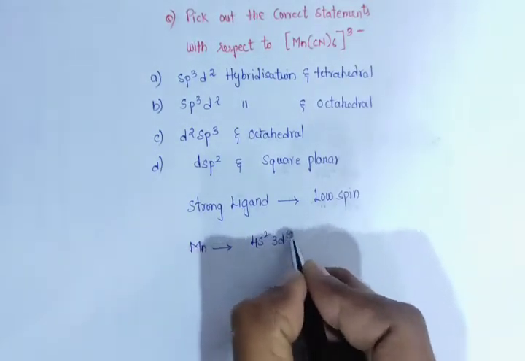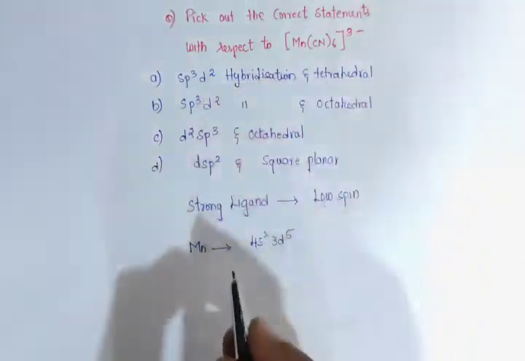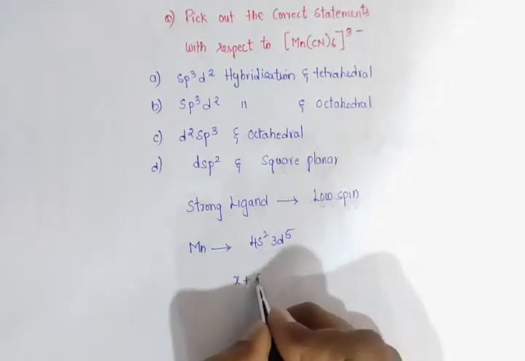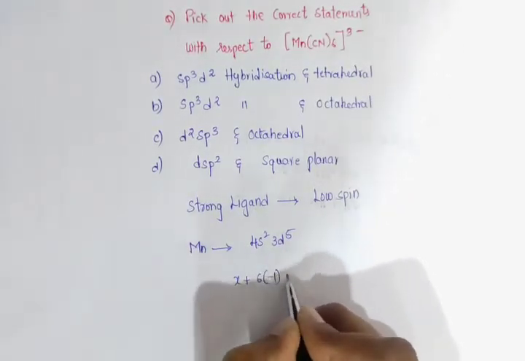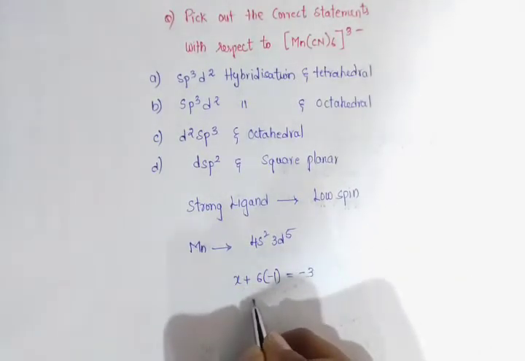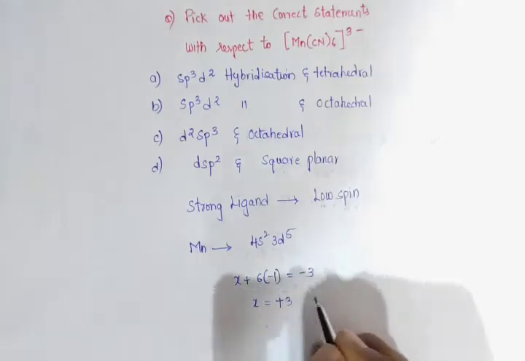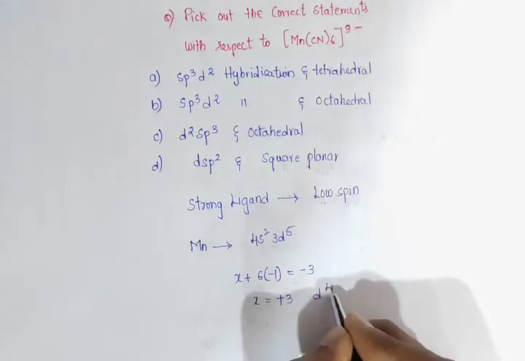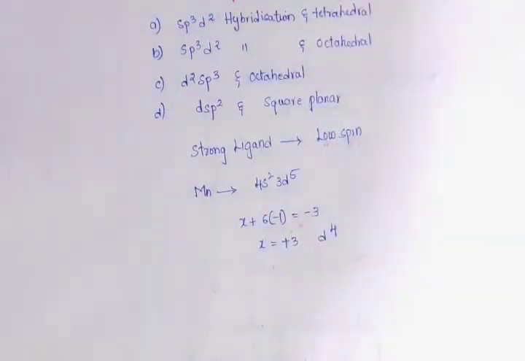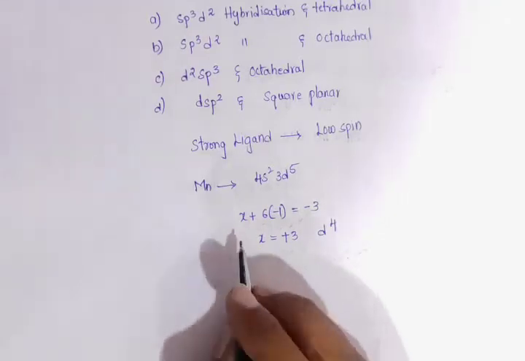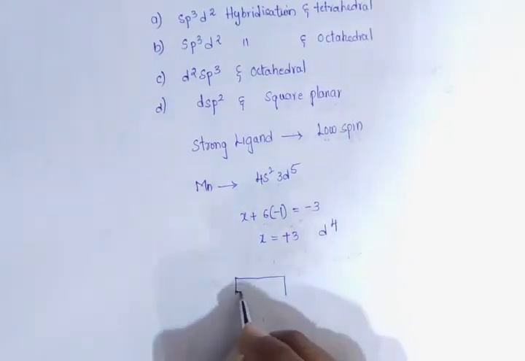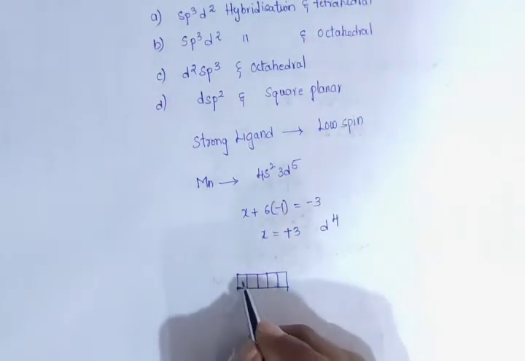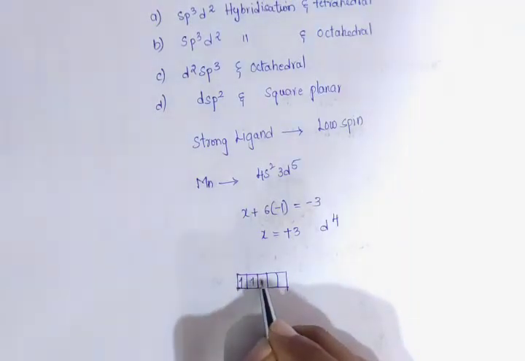We know that manganese in the free state is 4s2 3d5. Let's find out the oxidation state here. Let us consider manganese as X, plus 6 times cyanide, a negative ligand with charge -1, equal to -3. So the oxidation state X is +3. In the +3 oxidation state, loss of 3 electrons results in a d4 ion. Let us see the electronic distribution: we have 5 d orbitals, and we distribute 4 electrons.